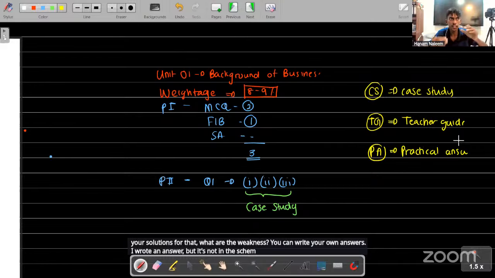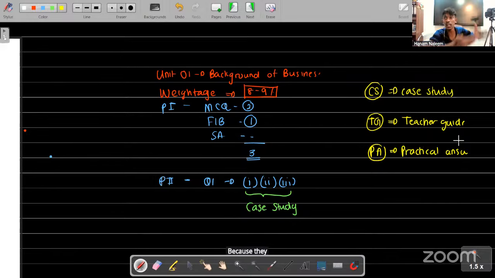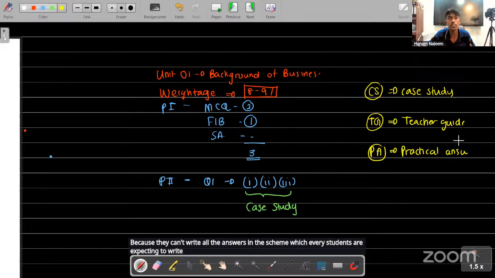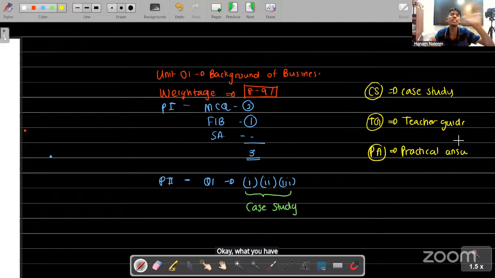Your examiner will read and see whether it is suitable for the question, and they will give marks. Because they can't write all the answers in the scheme which every student is expecting to write. So it's not possible. They have limited answers in the scheme. So they'll compare whether your answer and the question is okay. If it is okay, they'll give marks. But for teacher's guide questions, what is in the scheme only, they'll give marks.